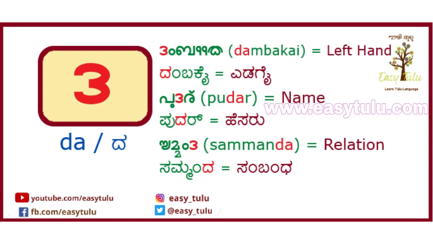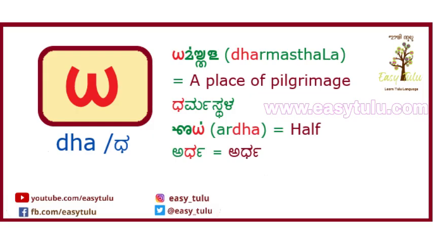Sambandha. Sambandha means relation, sambandha in Kannada. Let us see how it is written. Da. Da. Next one is dha.